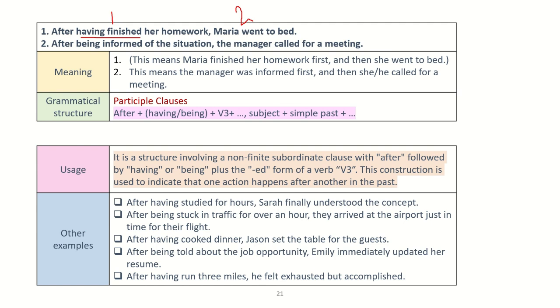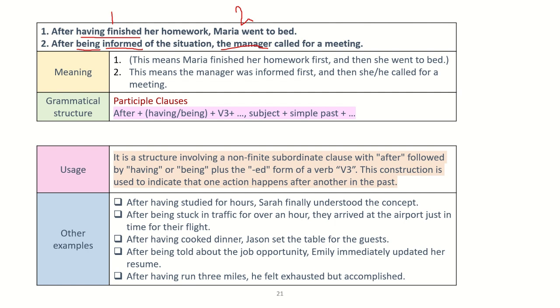Another example here, after being informed. Who informed? The manager. Okay, so the subject here is the manager. Here the subject is the receiver of the action. I have the meaning of passive. So someone has informed the manager of the situation. So I use this form, being informed of the situation, the manager called for a meeting. So this sentence means that the manager was informed first by others, then he or she called for a meeting.